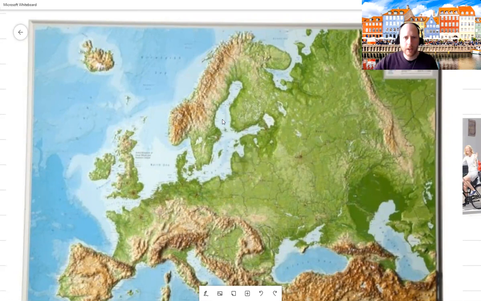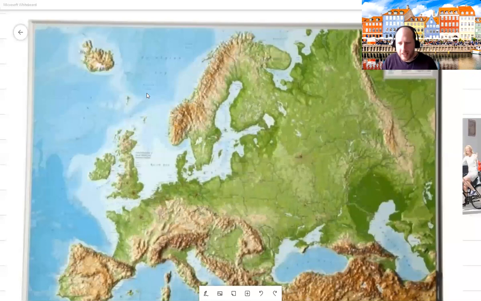On a map like this, someone else coming to get in. Good morning. We can see not the different countries, they're not labeled on here, but instead we get to see highland and lowland. So on a relief map, a map like this one, lowland is shown in green, and the darker the green, the lower the land is.